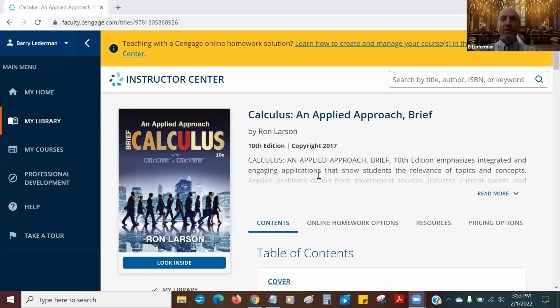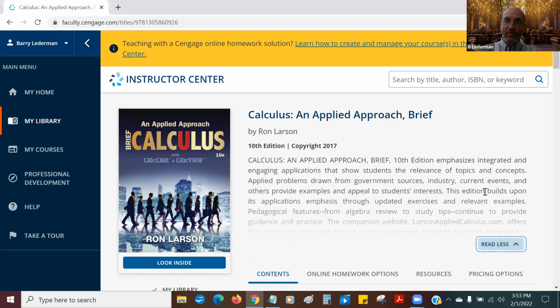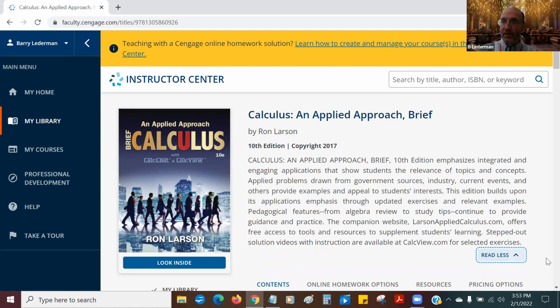Okay, this is our textbook, Brief Calculus: An Applied Approach, by Ron Larson. As you can see, I have an ebook here. I don't care what you get, if it's a regular book or ebook, it doesn't matter to me. Whatever is the cheapest for you, that's fine with me.